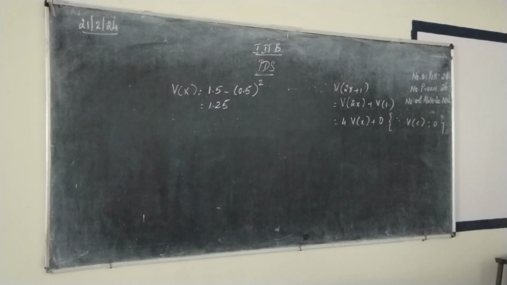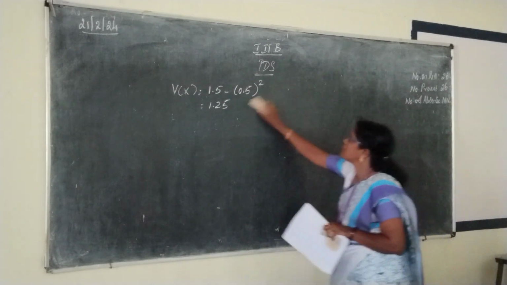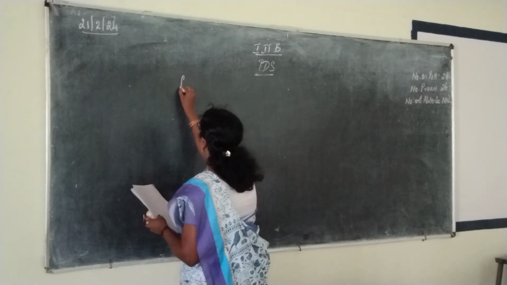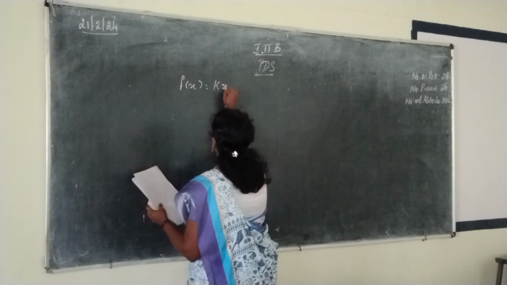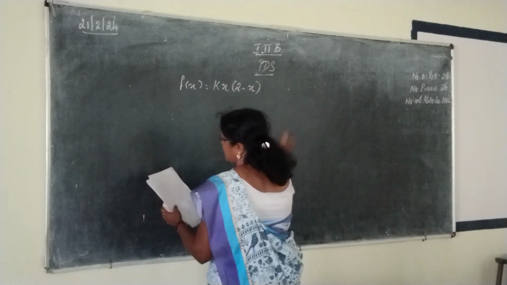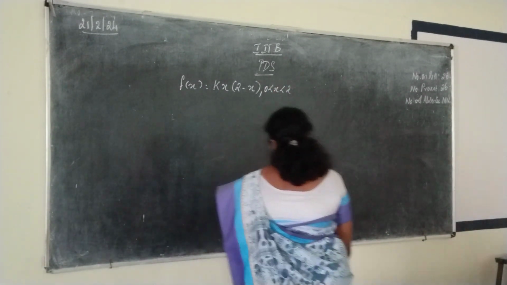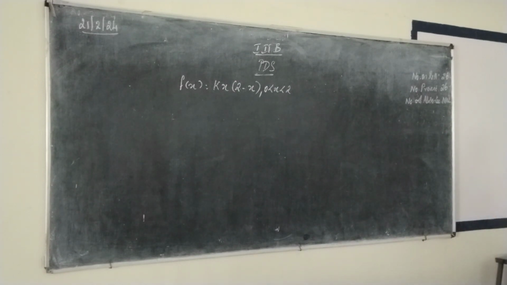Let x be a random variable with PDF f of x equal to kx into 2 minus x for the interval 0 less than x less than 2. Find the mean and variance.